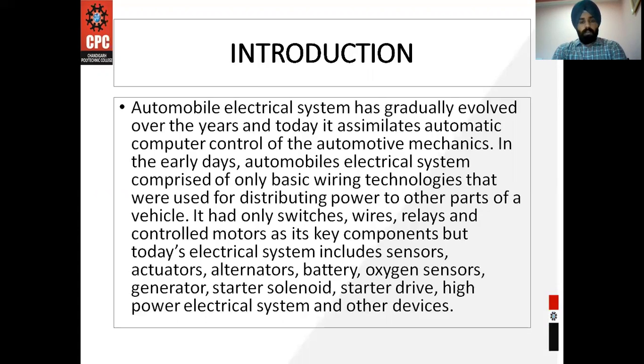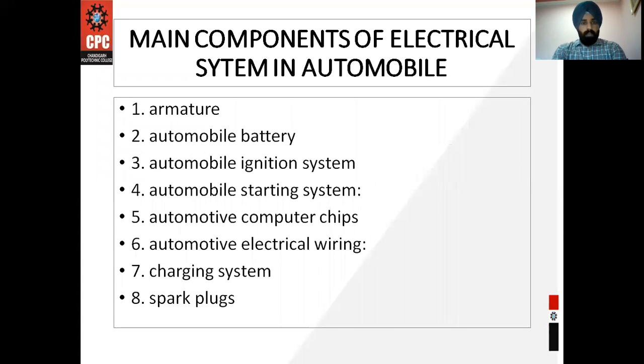It had only switches, wires, relay, and a control motor as its key components. But today, electrical systems include sensors, actuators, alternators, battery, oxygen sensor, generator, starter solenoid, starter drive, high power electrical system, and other devices. Main components of electrical system in automobile. Number one is armature, automobile battery, automobile ignition system, automobile starting system, automotive computer chips, automotive electric wiring, charging system, and last is spark plugs.